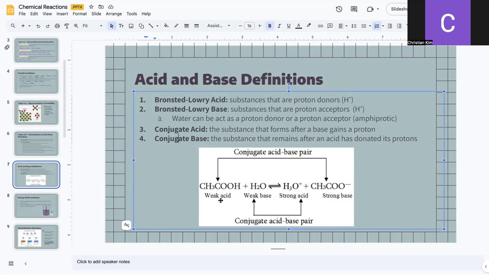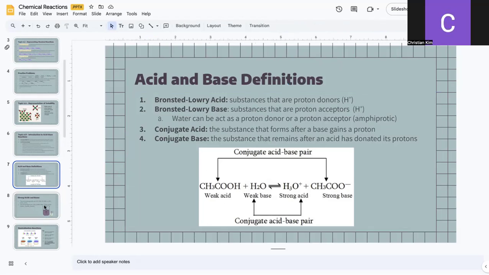We know that this acetic acid is a Bronsted-Lowry acid in that it gives up an H plus, because we see CH3COO negative. We know that that is a base because it can accept an H plus to turn into the acetic acid before. However, since it's a product, we're going to call that the conjugate base, because it's on the product side, but it's also a base.